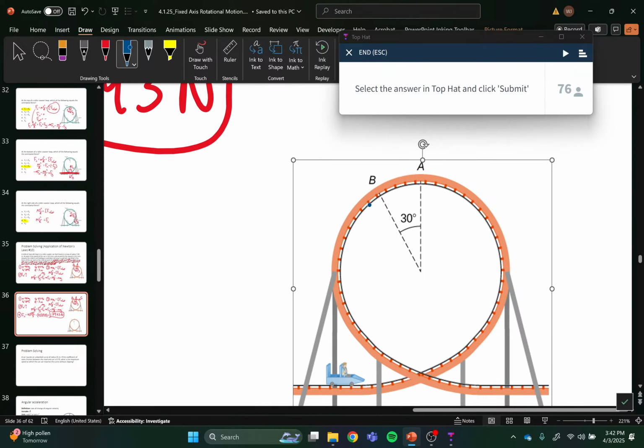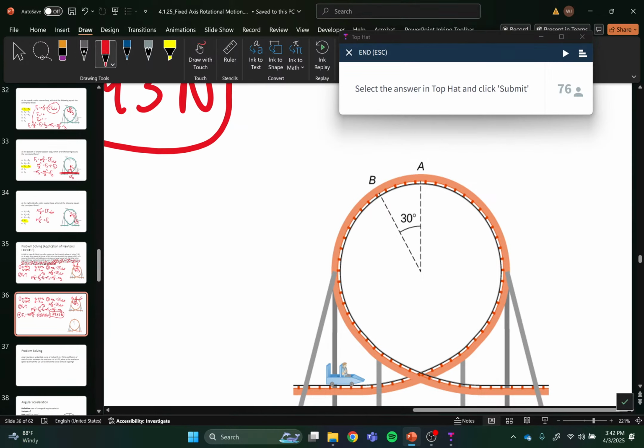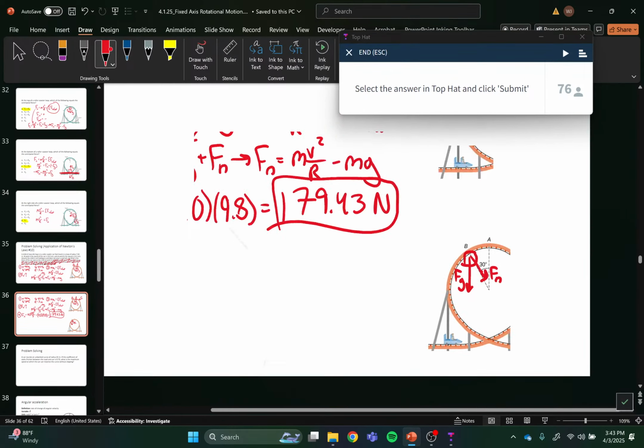So part B, it's over here. What forces are acting on it? The same ones we've been talking about. Gravity points down, and my normal force points inward. Great. That's hopefully cool. Normal force points inward. Easy peasy. Done. So if we start to build our equation.